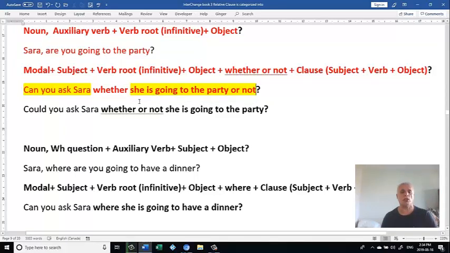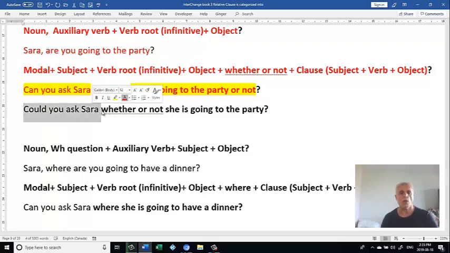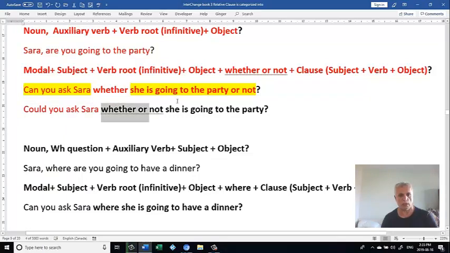The good thing about whether or not is that we could take or not here, for example, as we did with the whether clause, or you could put it at the end of the sentence. We could say, could you ask Sarah whether or not she is going to the party? Okay, we have the two clauses, first clause, then the second clause.